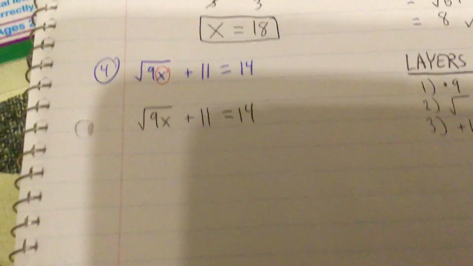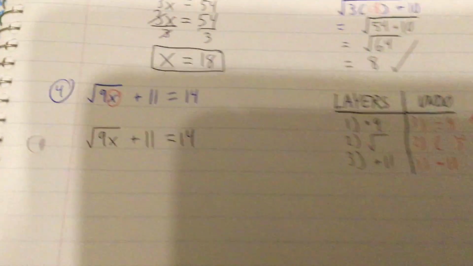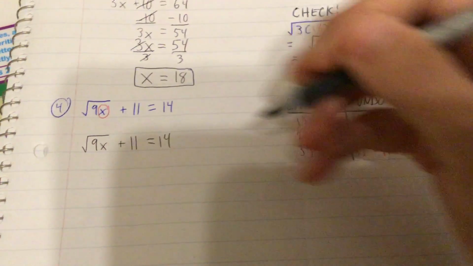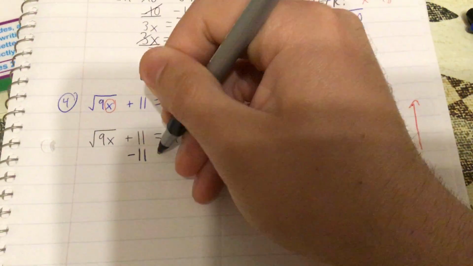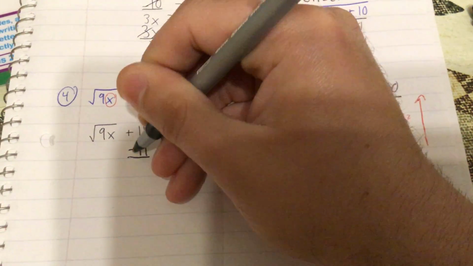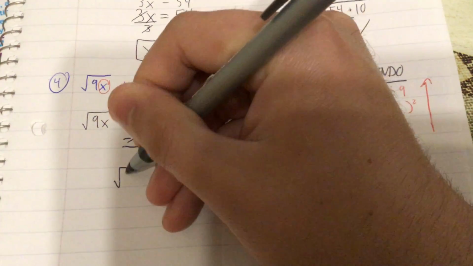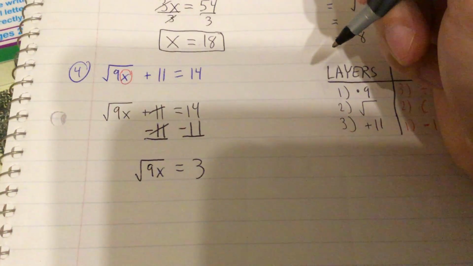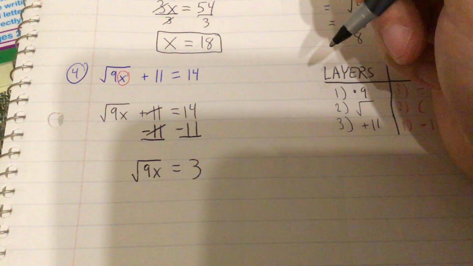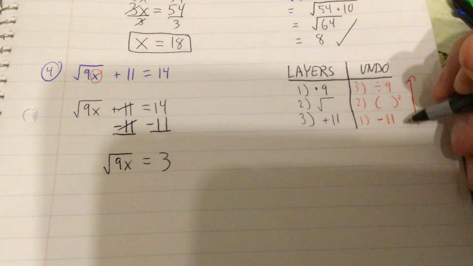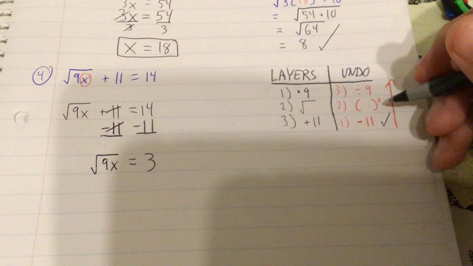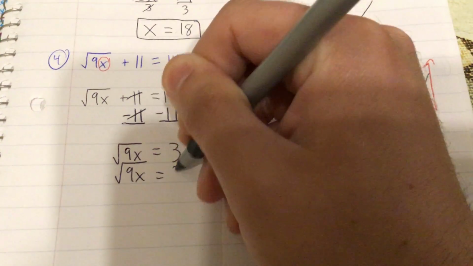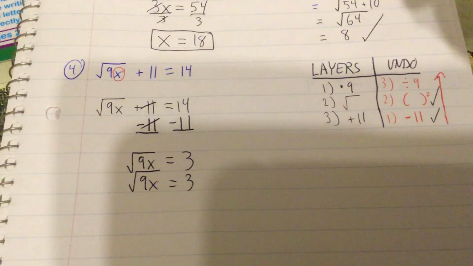Now, we've got a plan. Let's stick to the plan. I'm going to zoom out so you guys can see. So, according to my plan, I got a minus 11 on both sides. So now, I've got the square root of 9x is equal to 3. Now, what do I need to do? Well, I've cleared the minus 11 layer, so I need to square both sides. Let me square both sides.